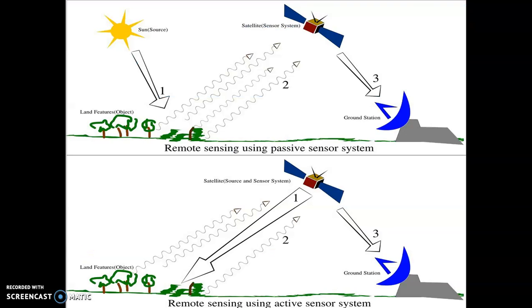This remote sensing is of two types, passive and active. We use passive and active sensors in satellite instruments. Passive sensors respond to external stimuli. From this figure, we can see that the first figure shows a passive sensor.